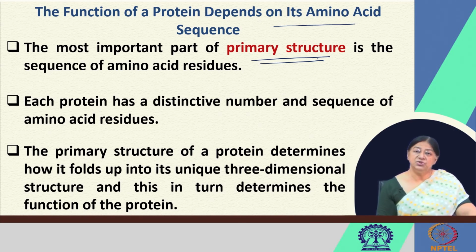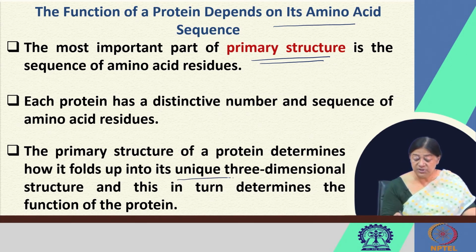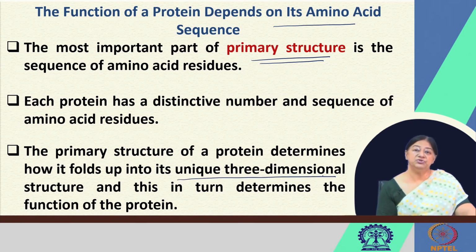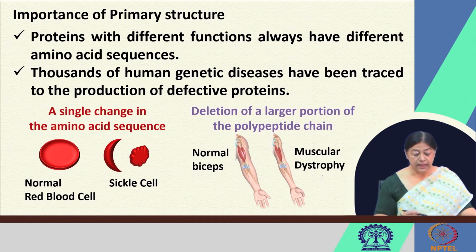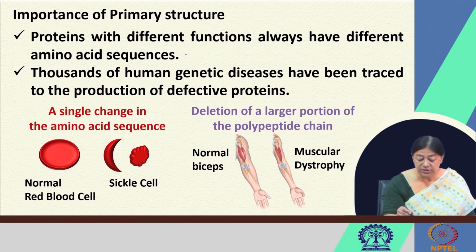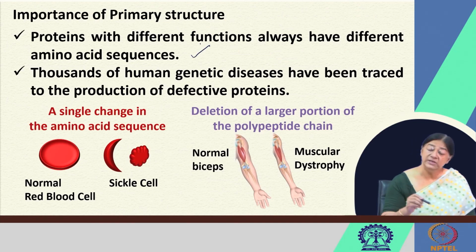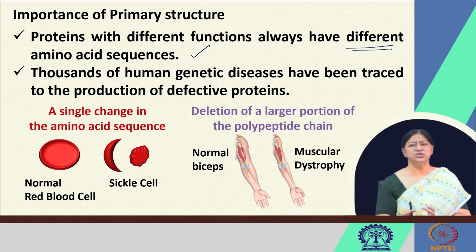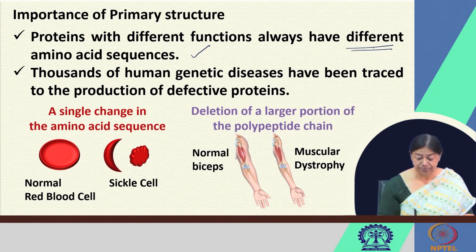So the primary structure of a protein depends on how it actually forms its unique 3-dimensional structure that ultimately determines its function. We looked at how proteins with different functions always have different amino acid sequences, but the overall structure sometimes is pretty much the same.